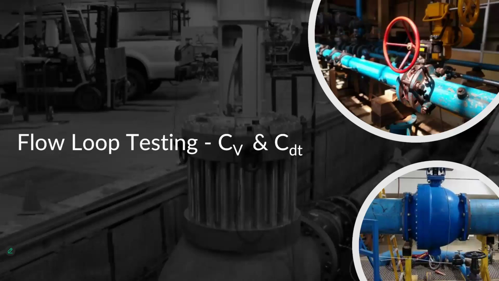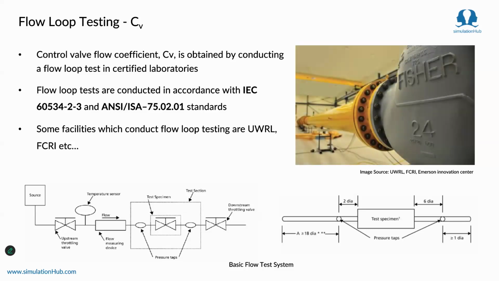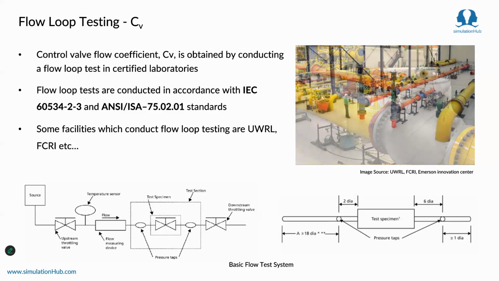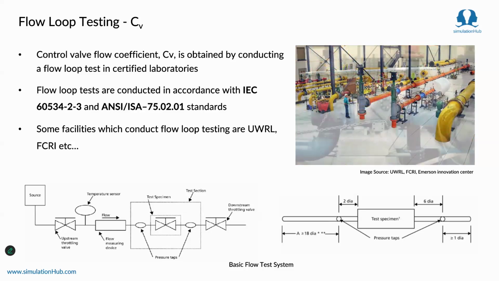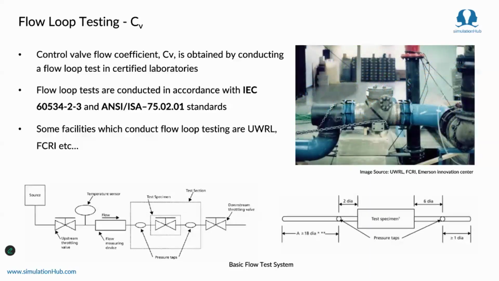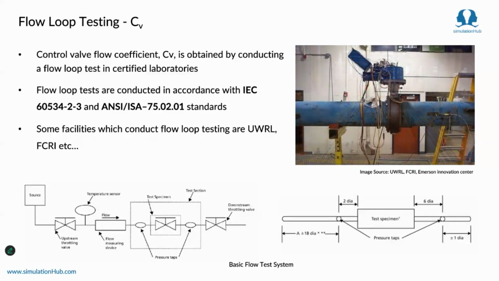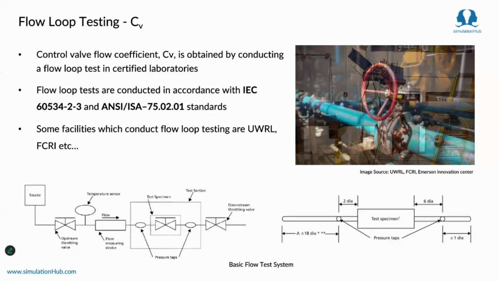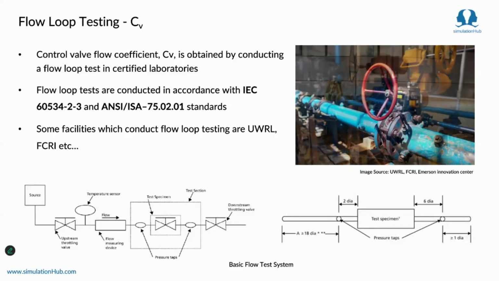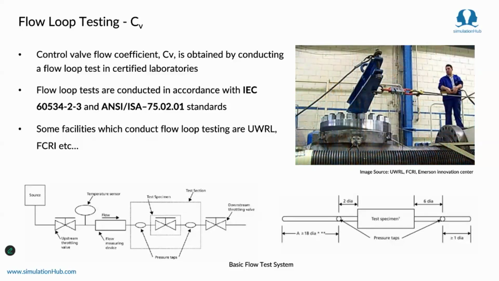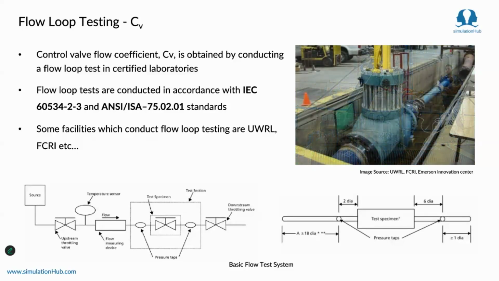So conventional flow loop testing is conducted to obtain CV in certified laboratories, and they are conducted in accordance with the IEC 60534-2-3 and ANSI 75.02.01 standards. The common test facility in India is FCRI, and in the US, it's Utah Water Research Laboratories. And the schematic shows the test setup for the flow loop tests.